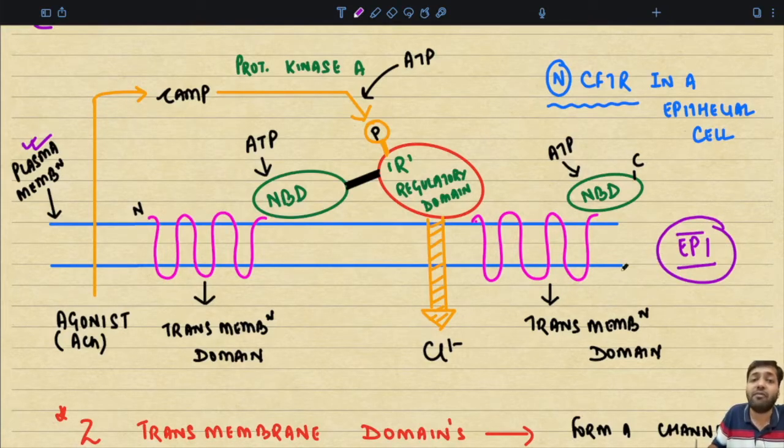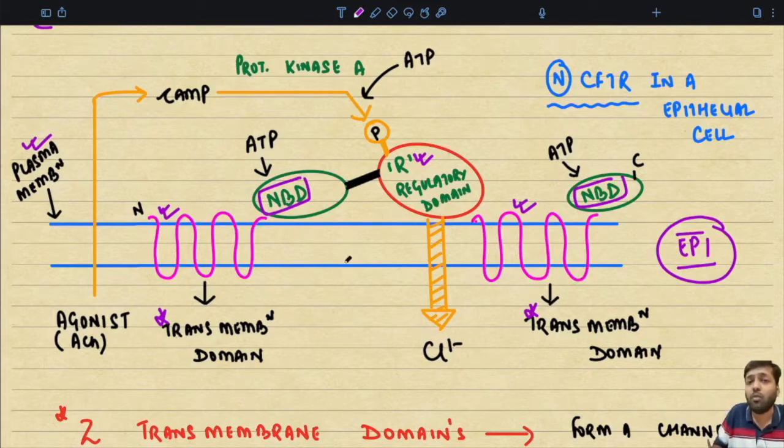Now, a normal CFTR anion channel comprises two transmembrane domains. So you can appreciate over here in pink that there are two transmembrane domains. Along with that, there are two NBD domains. NBD stands for nucleotide binding domain, and there is a single R or regulatory domain. So these are all the domains which are components of the normal CFTR anion channel.